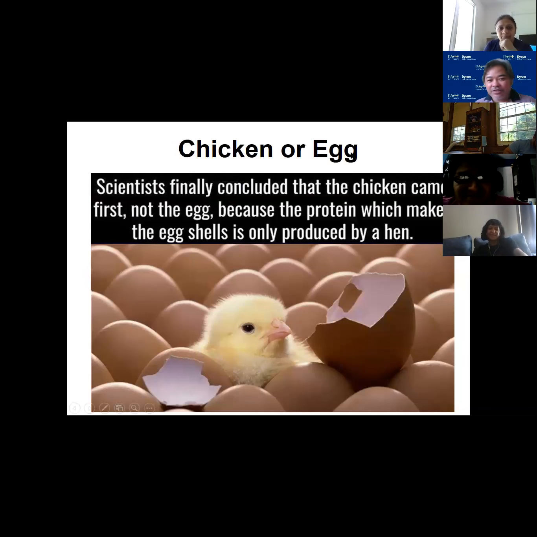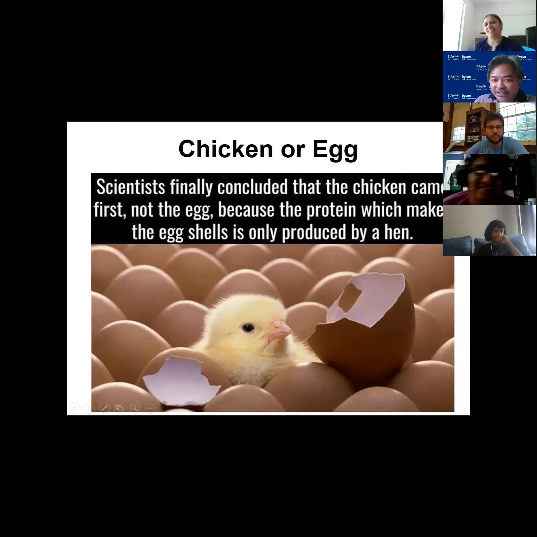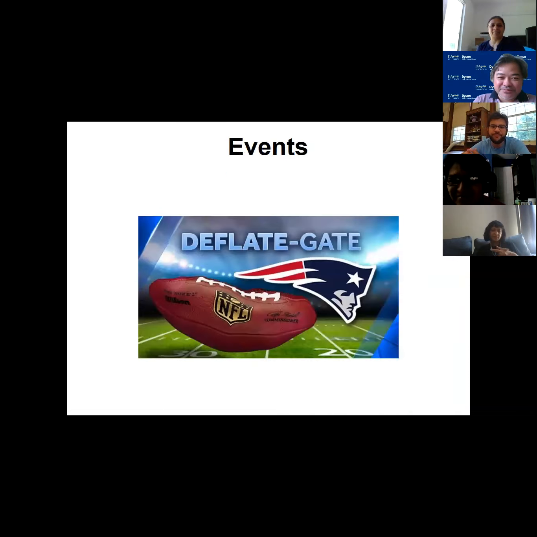And now we have the answer to the question: which comes first, the chicken or the egg? Scientists finally concluded that the chicken came first, not the egg, because the protein which makes the eggshell is only produced by the hen. So you can always use this chicken-and-egg question, okay?